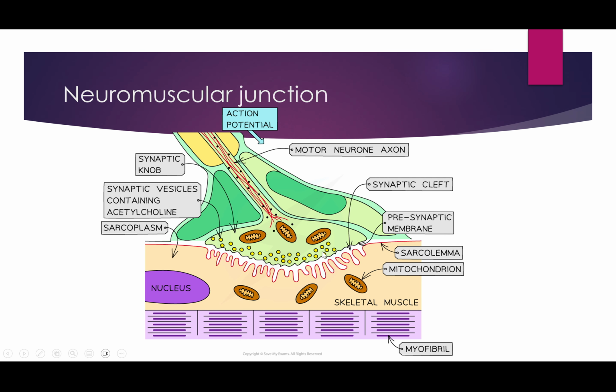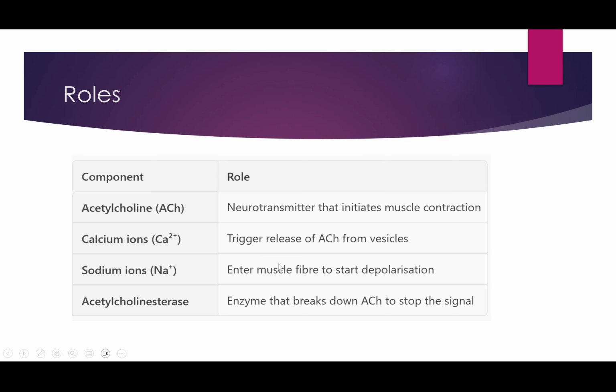Then the acetylcholine will diffuse across the cleft and it will bind to the complementary receptors on the sarcolemma. And that causes depolarization of the sarcolemma, which then travels down the T-tubules, which triggers calcium to be released from the sarcoplasmic reticulum, and then the whole sliding filament hypothesis starts.